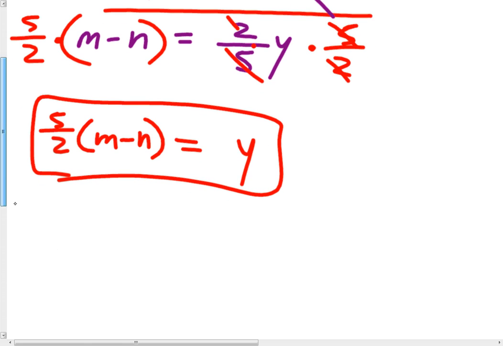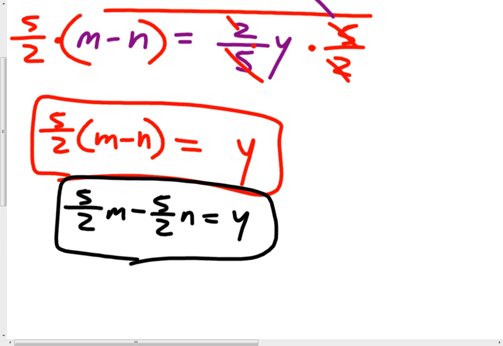Or, what if I actually do the distribution? It could be this. That could be the answer. So be careful when you're looking at multiple choice tests. Your answer might look different, but they're actually the same thing.